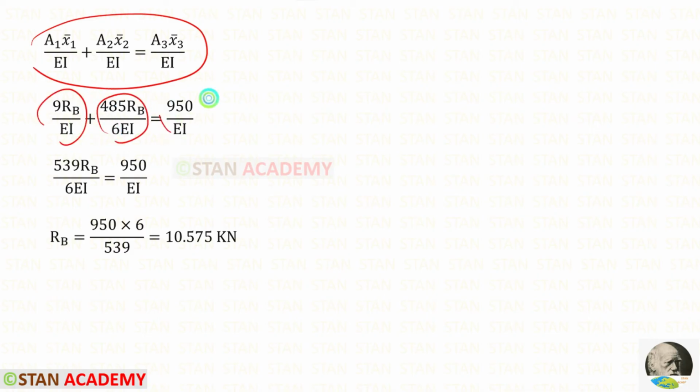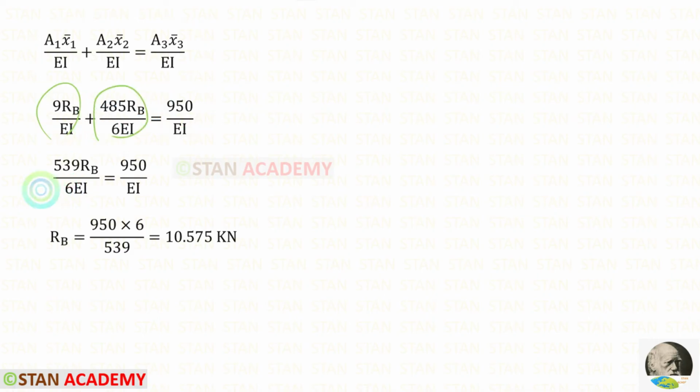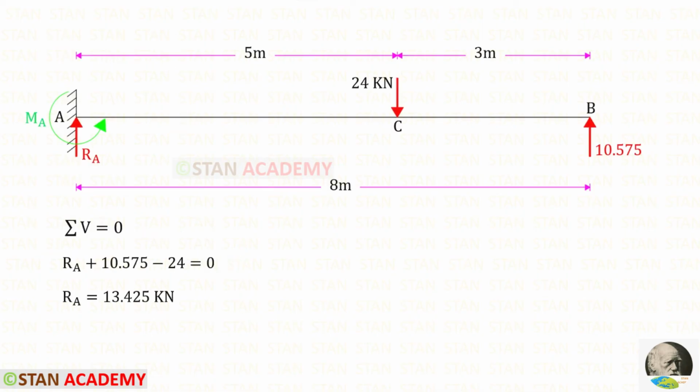Let us apply them. When we add these two, we will get this. Then we can eliminate EI. Finally, for RB, we will get 10.575 kilonewton. Now let us apply the rule sigma V is equal to 0 and find RA.